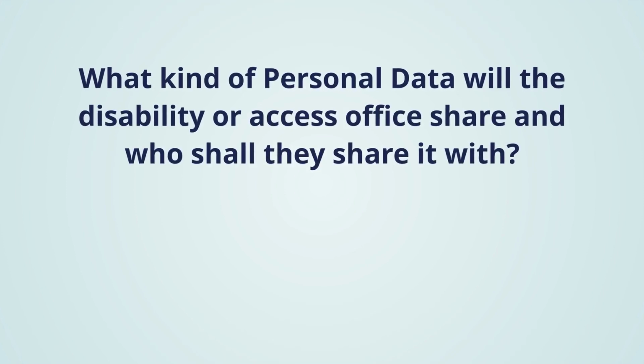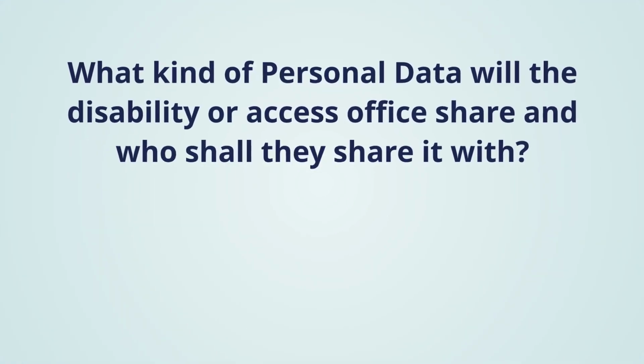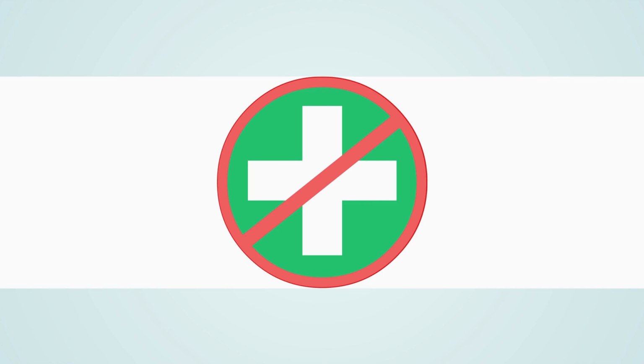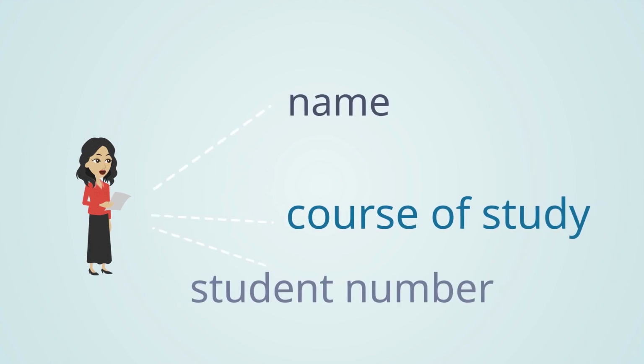So, what kind of personal data will a disability or access office share, and who shall they share it with? Well, firstly, they will never share any of your medical documentation or evidence of disability with anyone outside the service. That's a given. They will often have to share your name, student number, and course of study in the normal process of organising supports for you.